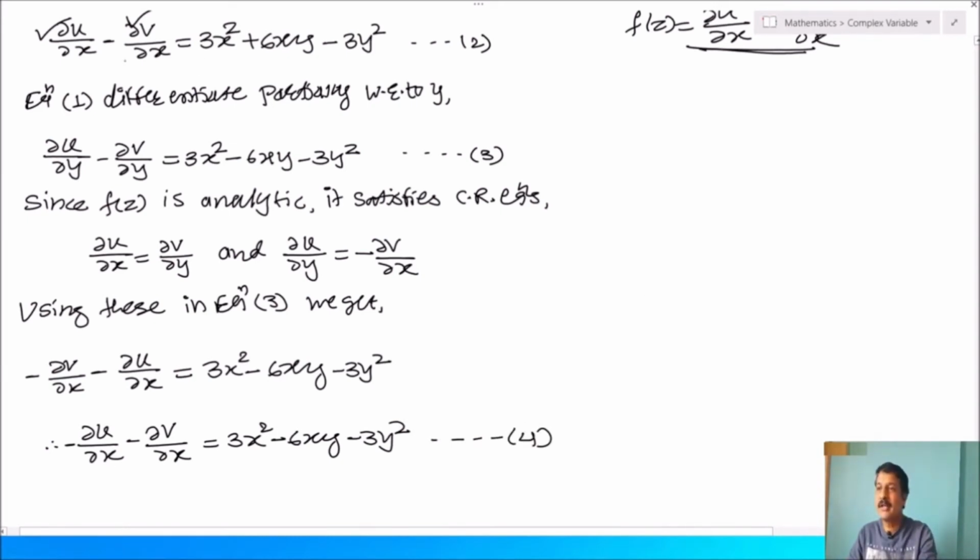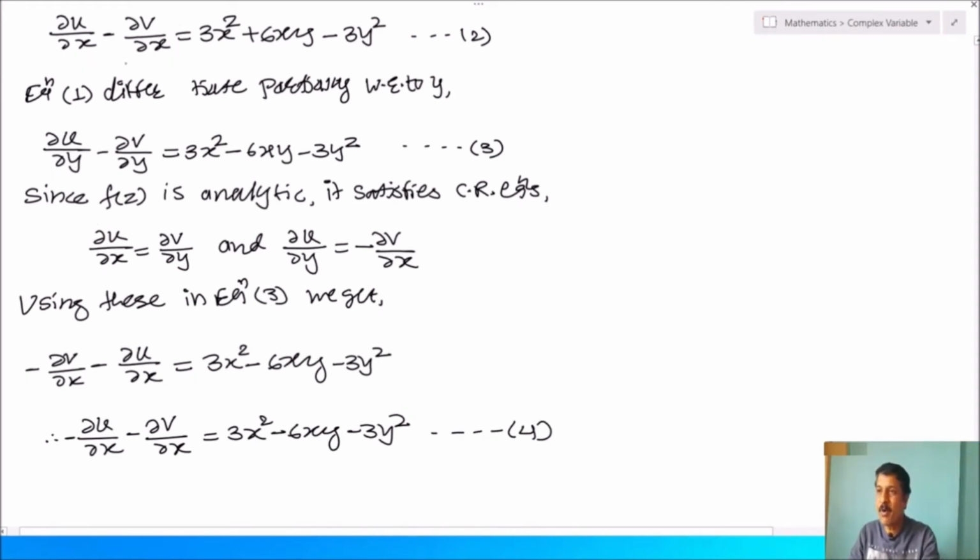So just observe here, equation 2 contains ∂u/∂x and ∂v/∂x. Also equation 4 contains ∂u/∂x and ∂v/∂x. So just like a simultaneous equation, find ∂u/∂x and ∂v/∂x. So how to find it? We want to cancel this. If we add equation 2 and 4, this ∂u/∂x gets cancelled and you will get the value of ∂v/∂x. Similarly, if we subtract equation 4 from equation 2, this ∂v/∂x cancels and you will get the value of ∂u/∂x.